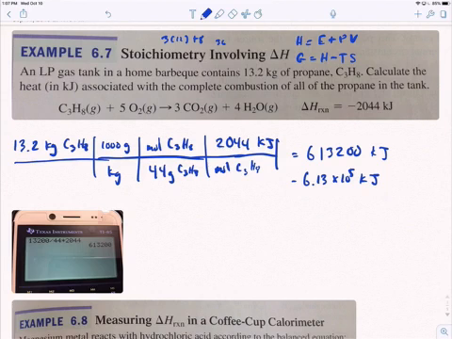So, the difference though is that we're including the stoichiometry of the chemical reaction in with this. In this case, one mole of propane makes this much heat. And we're converting 13.2 kilograms of propane to that much heat. That's a lot of heat, right? That's 613 million kilojoules. That's 6 billion joules. That's a lot of energy, right?